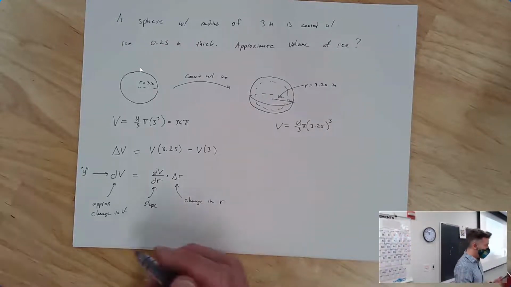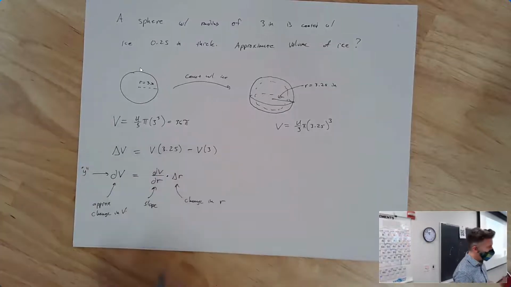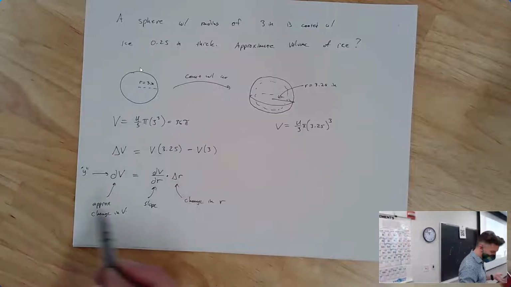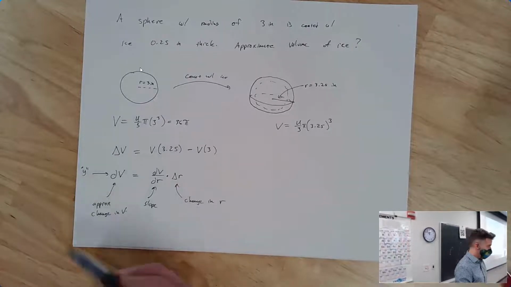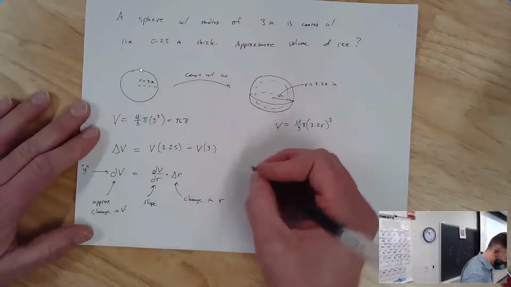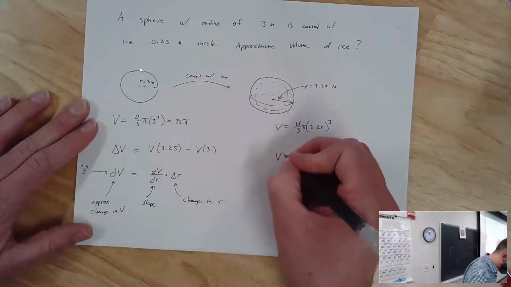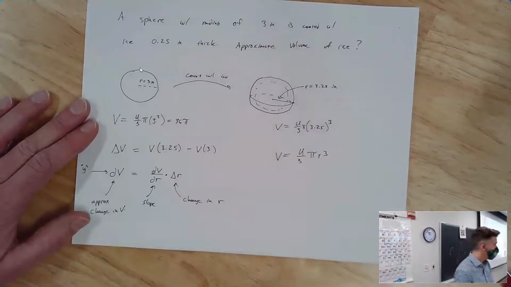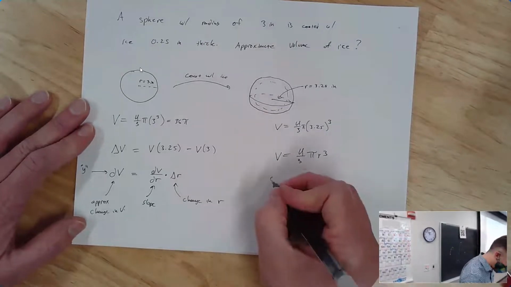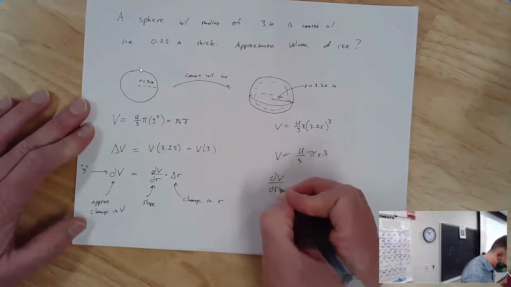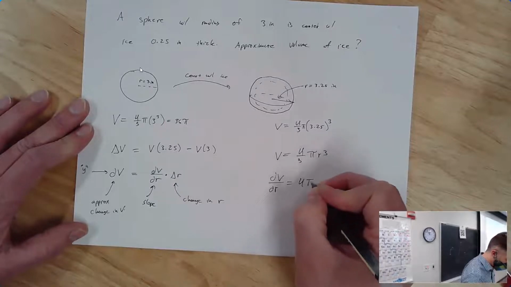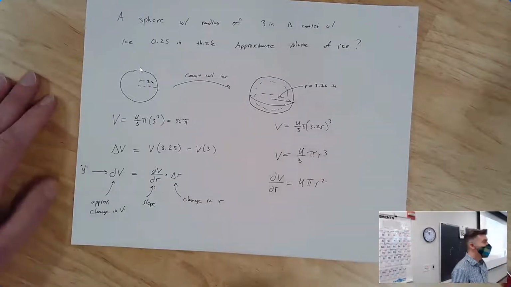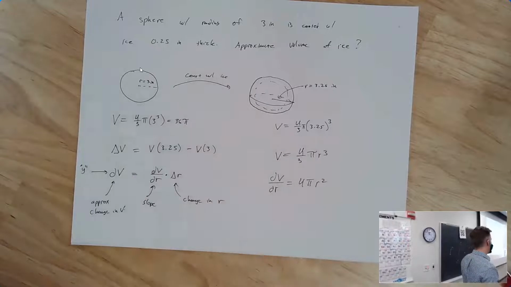I kind of think about it this way because that's just where I've always started from. I'm trying to find the change in V, but you could also work it this way if you really want to. You can say, I'm going to start with just the formula. V is 4/3 pi r cubed. The derivative, dV/dr, is 4 pi r squared. Fun fact, that's the equation for the surface area of a sphere.